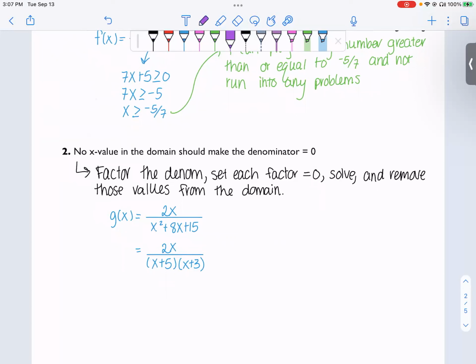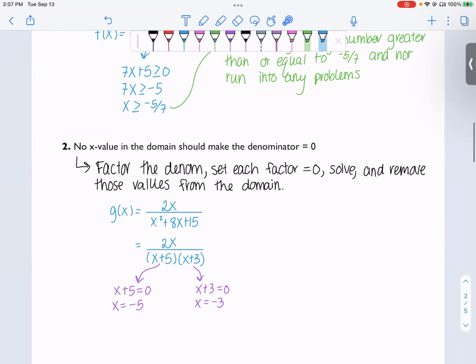So we'll take each factor and we'll set it equal to 0. X plus 5 equals 0. Subtract 5 on both sides. X is equal to negative 5. X plus 3 equals 0. Subtract 3 on both sides. X is equal to negative 3. So these two values, negative 5 and negative 3, need to be removed from the domain.